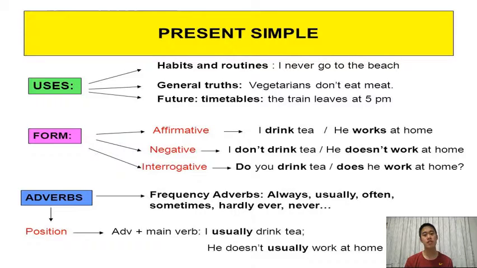An interrogative is anything that is based on a question. So if you're asking a question, do you drink tea? Or if you were to say, do I drink tea? Yes, I do. It's the same idea. I'm asking a question and there is no S on either first person or third person.